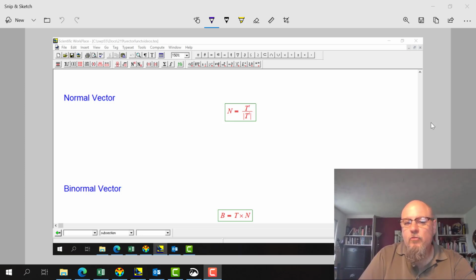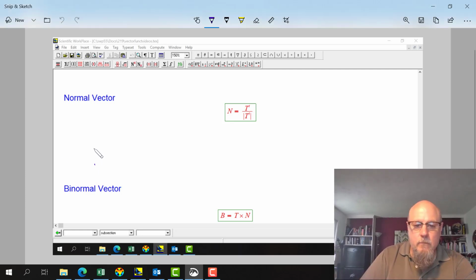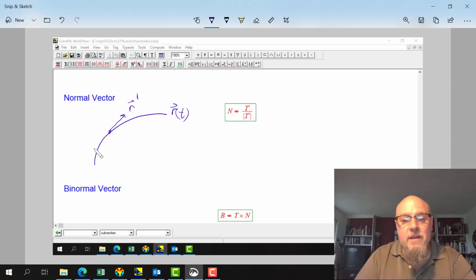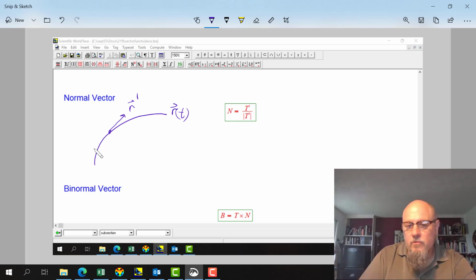So here I'm going to talk about two other vectors. We already have one vector. So here's a space curve. And the one vector that I'm talking about is we can already take the derivative of that, and I know that that vector is the tangent vector. So that's our r prime. And if I divide it by its magnitude, we can get our unit tangent vector.